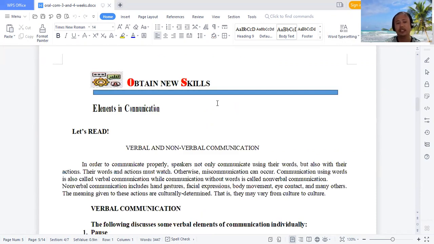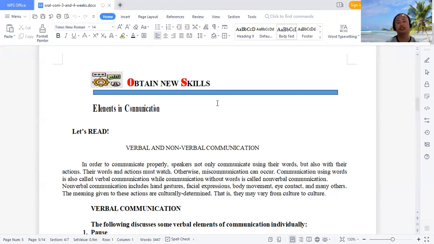Now, elements in communication. We have here the verbal and nonverbal communication. In order to communicate properly, speakers not only communicate using their words, but also their actions. Their words and actions must match. Otherwise, miscommunication can occur. Communication using words is also called verbal communication, while communication without words is called nonverbal communication. So nonverbal communication includes hand gestures, facial expression.